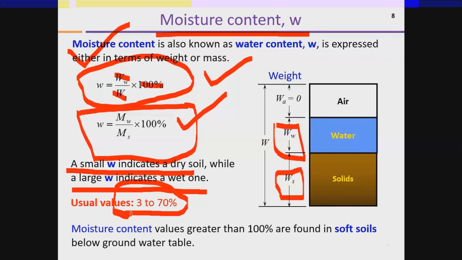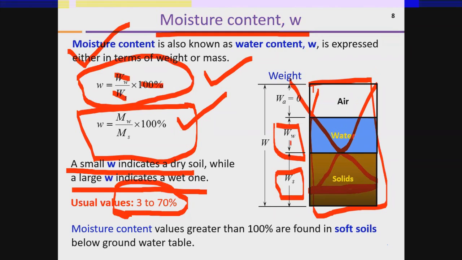You can also have water content of more than 100%. Let's suppose this is a soil system in which only this zone is occupied by solids, and this zone is occupied by water. Now you can see that in this particular three-phase soil system, the weight of water is more as compared with the weight of solids. So if the weight of water is more than the weight of solids, then this equation will give us a value more than 100%.